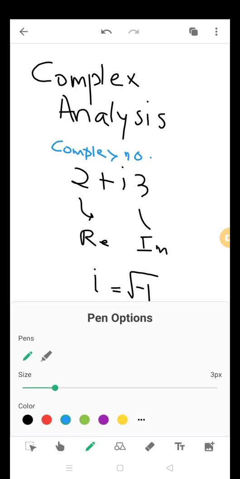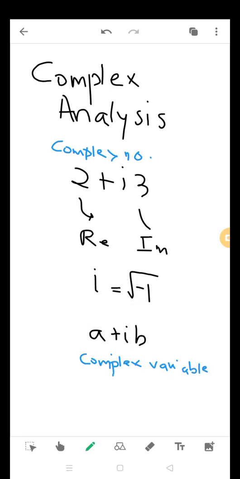Apart from this, we have something called a complex function, where instead of a, we replace it by a function of x and y, and in place of b, we replace it by another function of x and y. Then we call it a complex function, and it is often denoted by f(z).